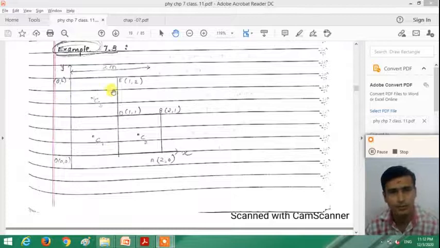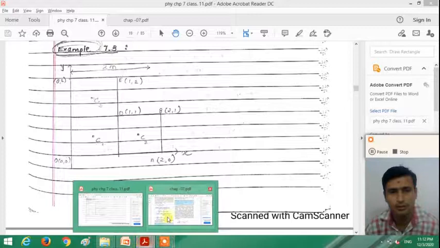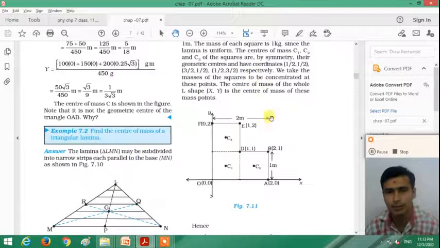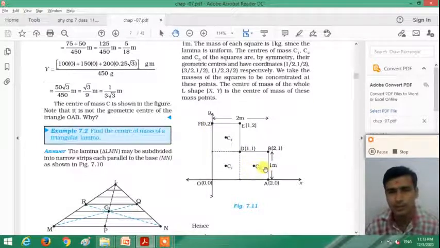So now, dear students, a similar example is given in your textbook, example number 7.3. Let us see the statement of example 7.3. Find the center of mass of a uniform L-shaped lamina, a thin flat plate with the dimensions as shown in the figure. The mass of the lamina sheet is 3 kg. A figure is given to you. A thin lamina sheet with dimensions is given in this figure. Mass of the lamina sheet is 3 kg.